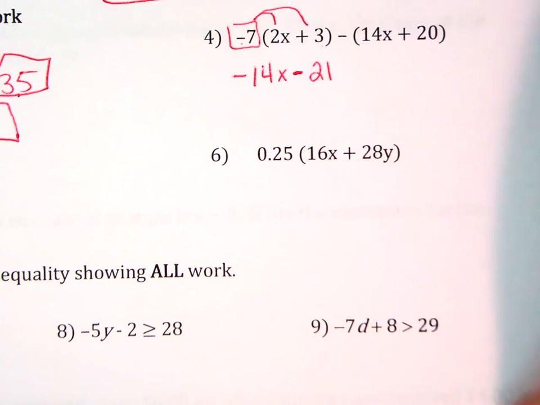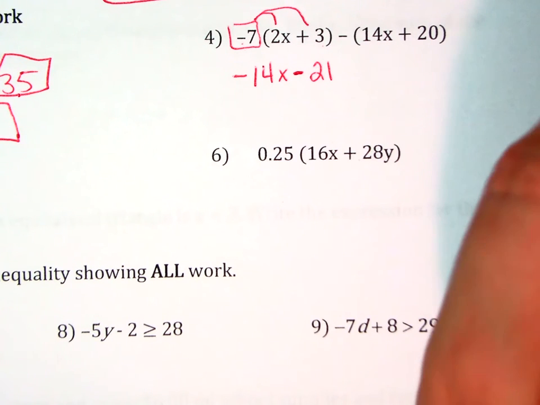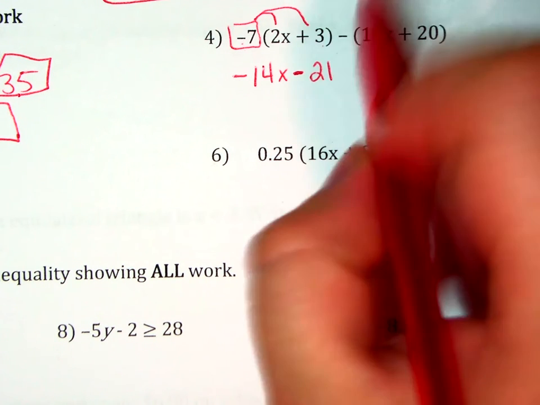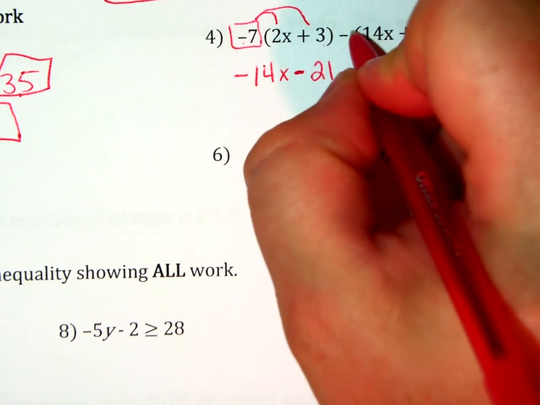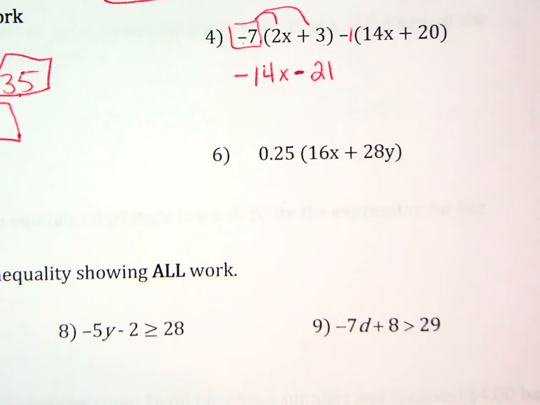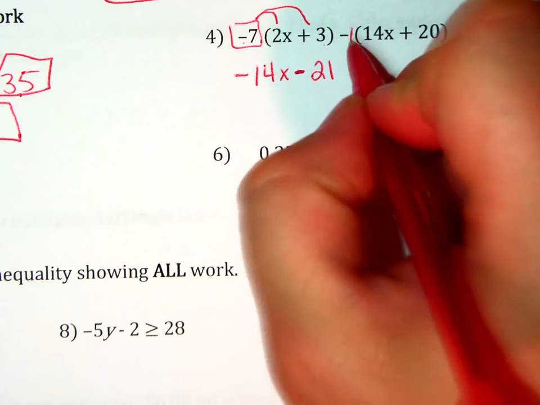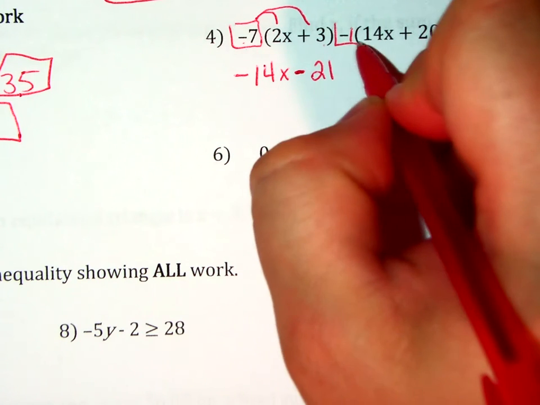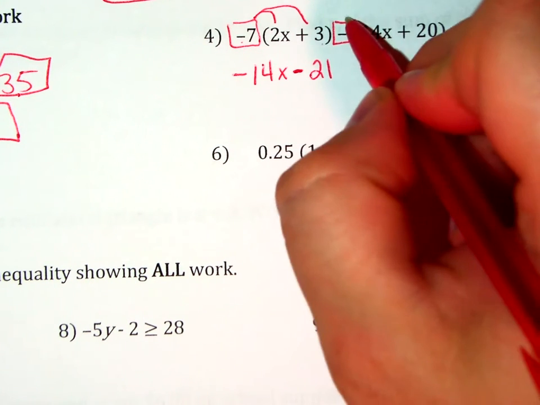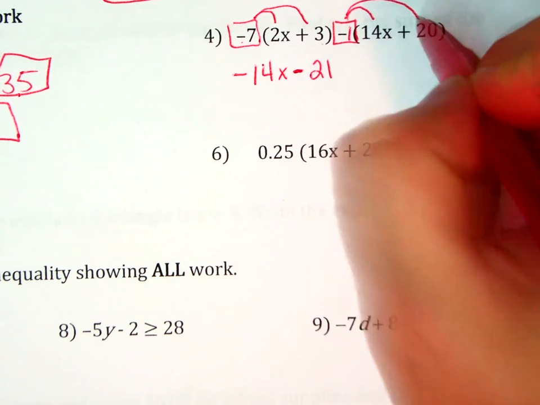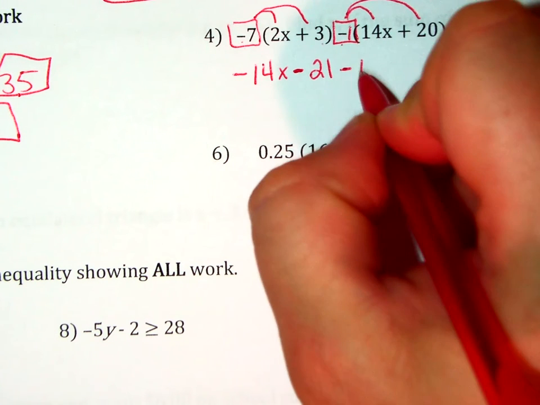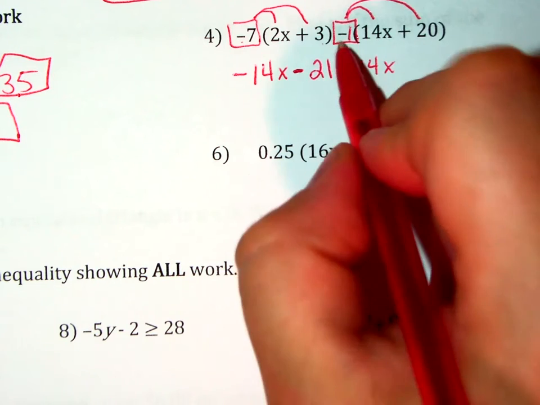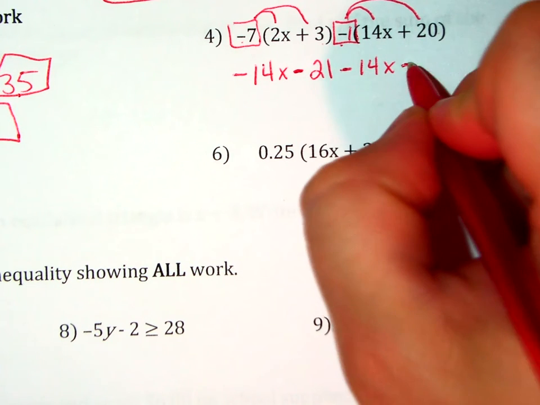And here in the middle we have a subtraction sign in front of a parentheses, and some of you are able to distribute that negative through with no problem. Others I've asked to go ahead and put in an invisible 1 right after that negative sign so that you remember there's a numerical value there. And then we're going to distribute that -1 to both terms inside the parentheses. So -1 times 14x is -14x. -1 times 20 would be -20.